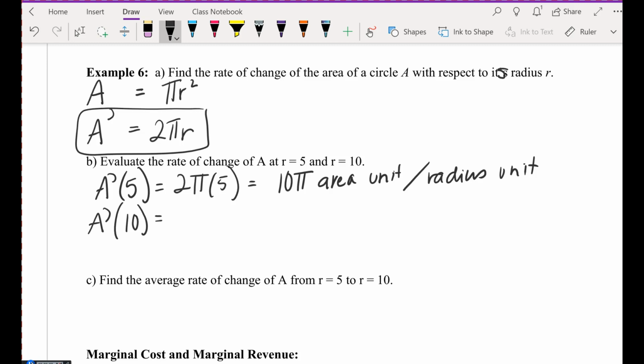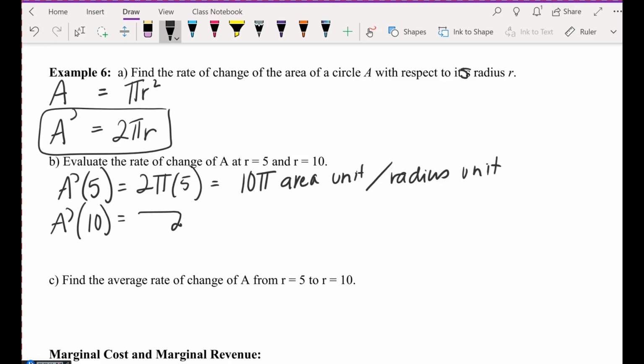So at 10, what is the rate of change at 10, David D? 20 pi. And again in the future, if they give you meters or feet or whatever it is, then you use it correctly. But since they didn't give it to you, we'll spell it out. So area unit over radius unit.